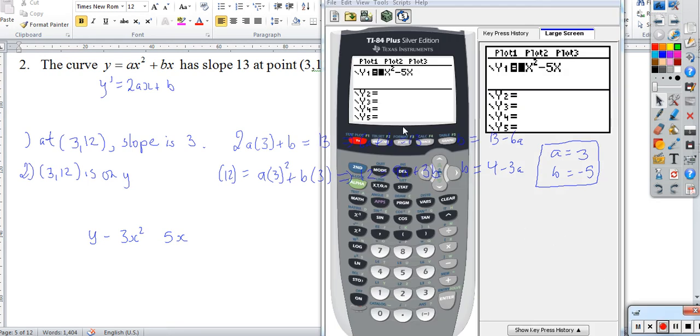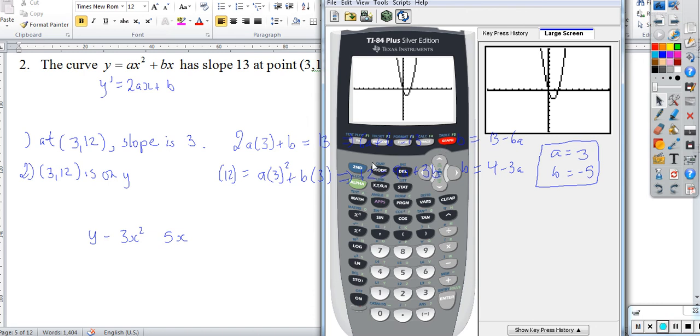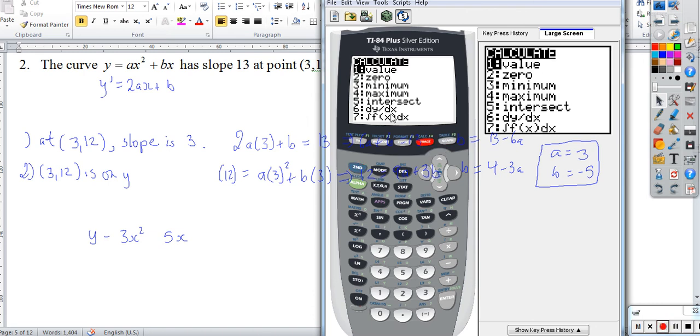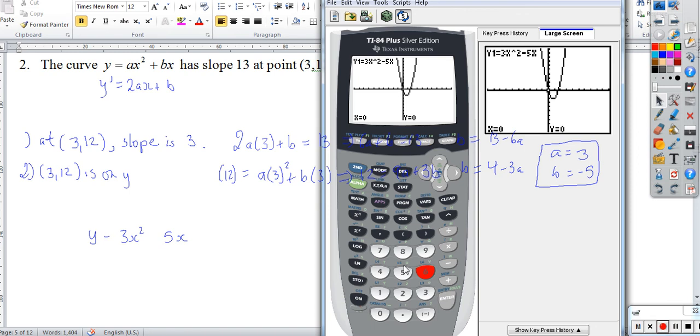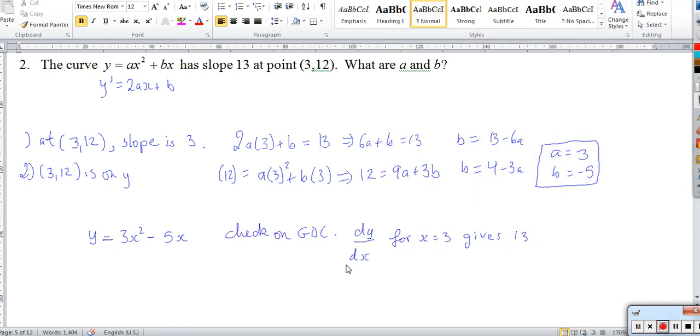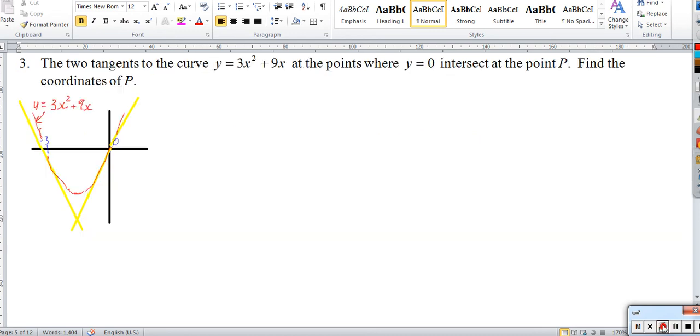So I've typed in my parabola in here with the values of a and b substituted. If I graph this, I'm getting a nice parabola, and if I evaluate now dy by dx, option 6, at the point x equals 3, I should get 13 as an answer, and I do. Okay, so I've just checked on the GDC that dy by dx for x equals 3 gives 13 as it says in the question. Right, I suggest you copy that now. And on to question 3.